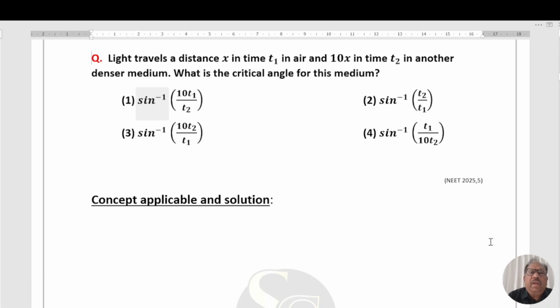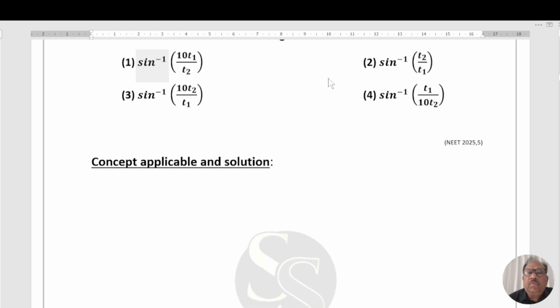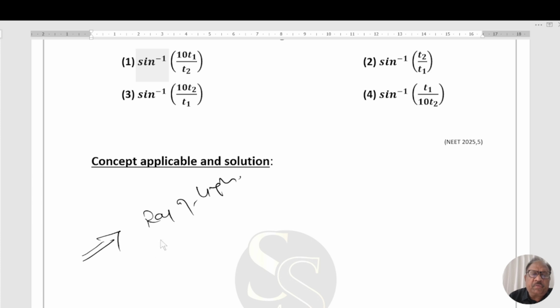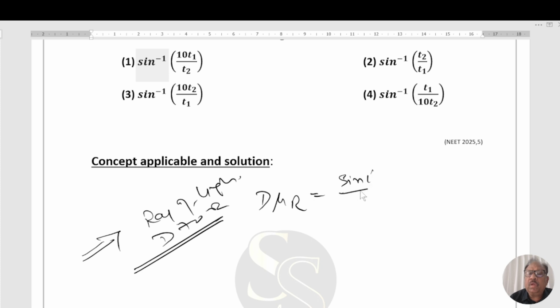Question is, light travels a distance x in time t1 in air and 10x in time t2 in another denser medium. What is the critical angle for the medium? For critical angle, the necessary condition is that the ray of light should pass from denser to rare. Denser to rare means d mu r equal to sin i upon sin r equal to Vd over Vr.